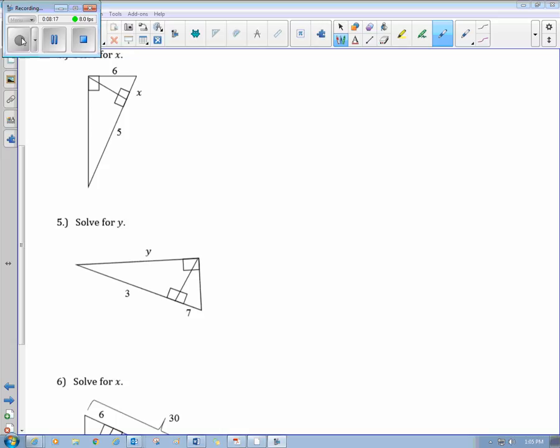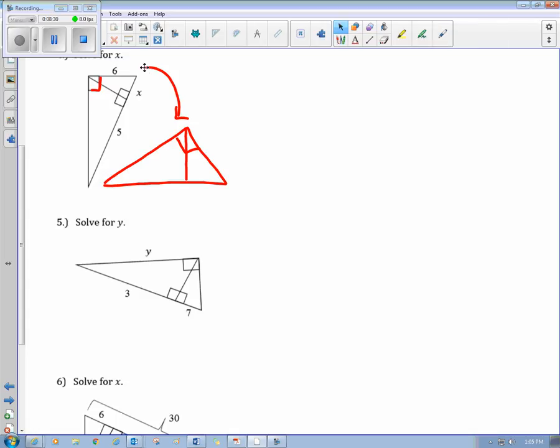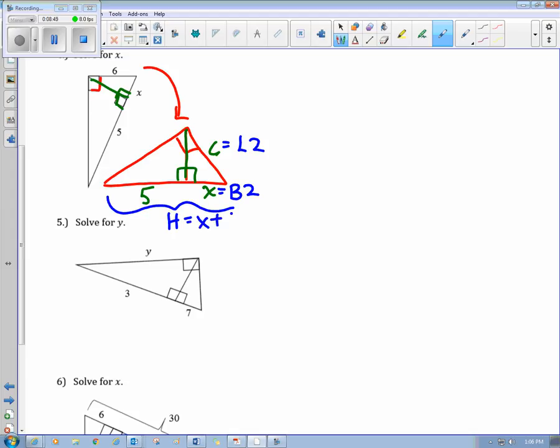Sometimes what happens is they turn the triangle to make it look a little different, but you have to, in your mind, sort of rotate it so it fits our form. And our form is the right angle up here at the top, and then an altitude drawn in to hit at a right angle here and here. So this is x, this is 5, and this is 6. In this particular case, this is our leg 2, this is our bottom 2, or base 2, and our whole hypotenuse is x plus 5.